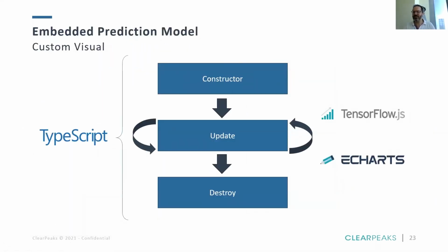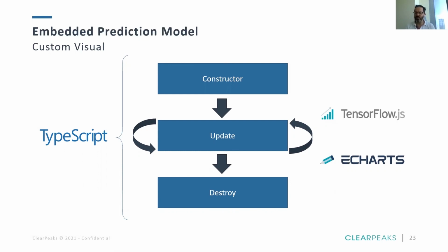So the architecture and the technology that we have adopted to develop the custom component uses industry standard features and libraries. We have used the Power BI API to develop the component using its TypeScript framework. As you can see, we have the typical 3 methods: constructor, update, destroy. And in the update, we have embedded TensorFlow code for the linear regression model.